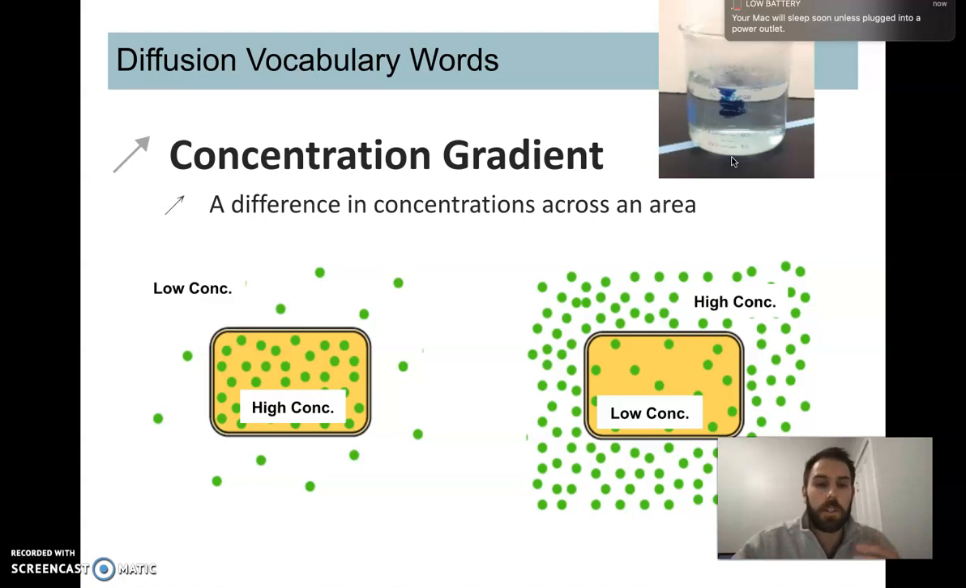Now, in this unit, we're going to be talking about cells a lot, and so we're going to be talking about the concentration inside and outside of cells. For instance, in this example, we have a low concentration of these molecules, let's say they're glucose molecules, outside the cell, and a high concentration of glucose molecules inside the cell. Let's look at this other cell. Now, let's say instead of glucose, these molecules are oxygen. So we have a high concentration of oxygen outside the cell and a low concentration of oxygen inside the cell. High concentration outside, low concentration inside, just in case I may have said that wrong.